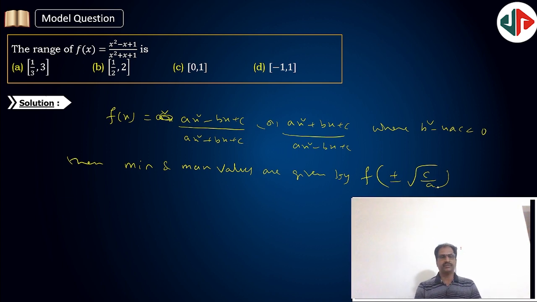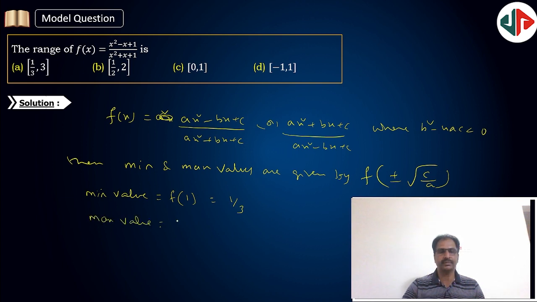So here the given function is of this form, where delta is less than 0. So the minimum value is f of root c by a, and c and a are both equal to 1 for us. So root 1, so f of 1. What is f of 1? 1 by 3. The maximum value is given by f of minus root c by a, f of minus 1. Find f of minus 1. We'll get 3.